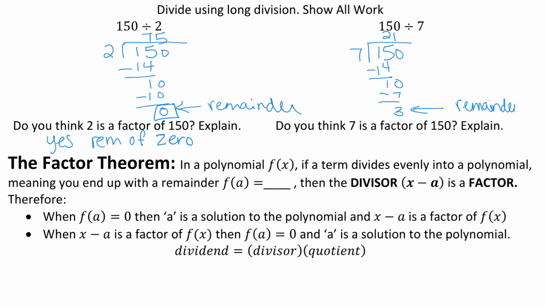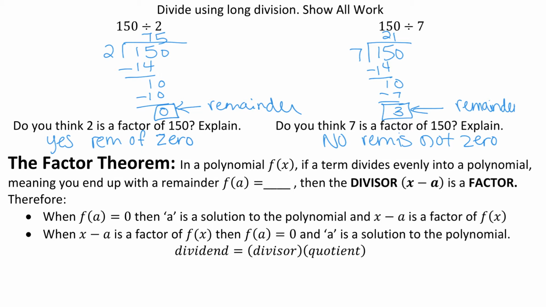Is 7 a factor of 150? Well, when I divided 7 into 150, I got a remainder of 3. So no, it is not a factor because the remainder is not 0. Okay? So this plays into what we call the factor theorem.